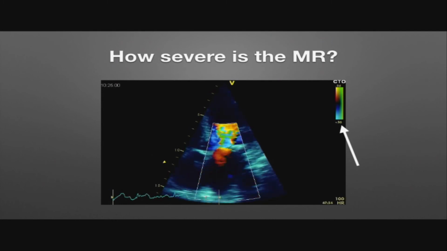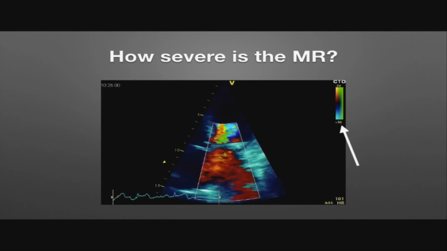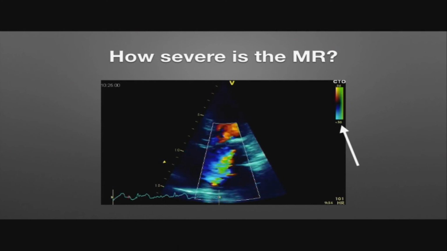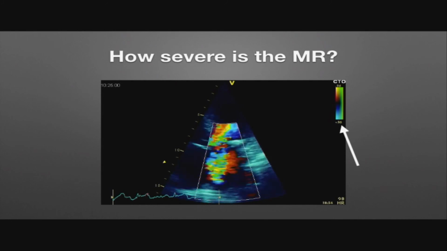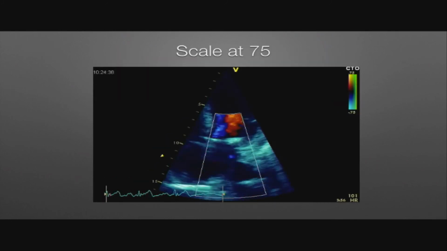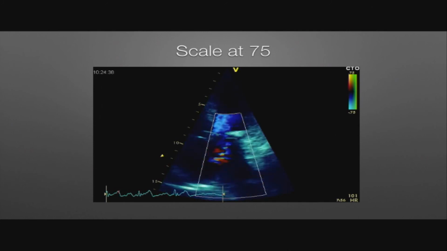You're getting maybe an overestimation of the blood flow that's happening because you're concentrating on slower moving blood as well. So depending on the scale, you can actually overestimate the severity of mitral regurg using color Doppler. Let's have a look at this example now, where the scale's then increased to 75.